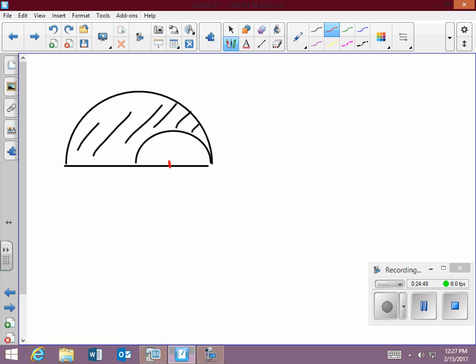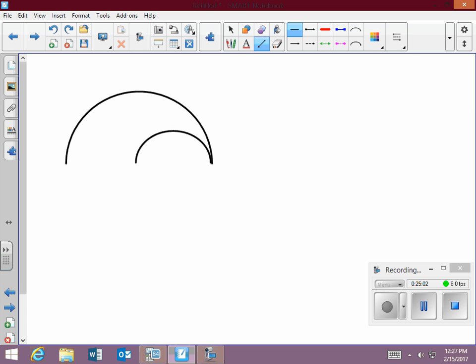Oh, dang it. I shouldn't have drawn that line completely. I'd have to undo a lot. I probably should. That's a lot. Now it's going to look more like what.